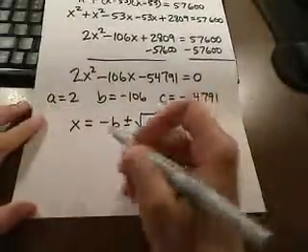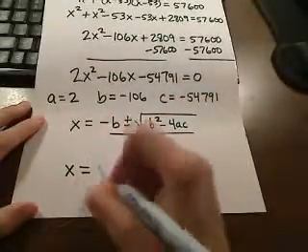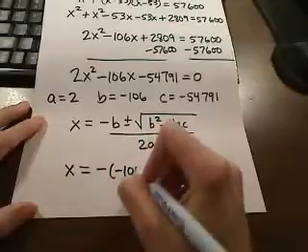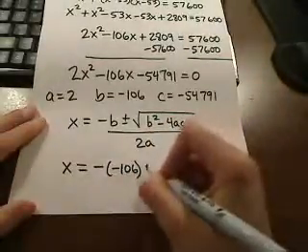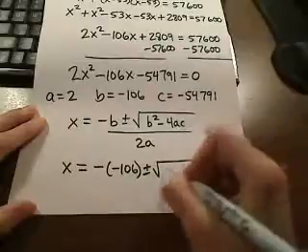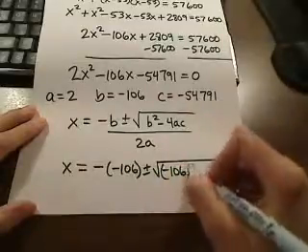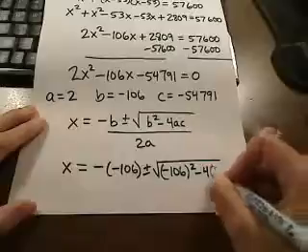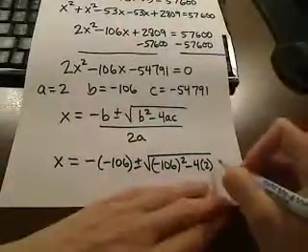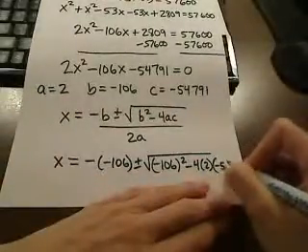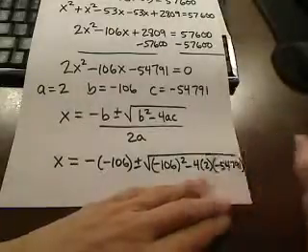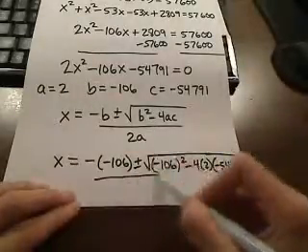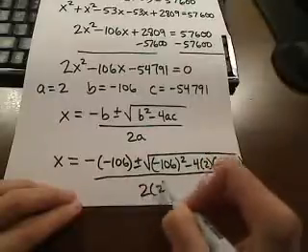Okay, so we're going to plug these pieces in here. So we're looking at the opposite of b, and b is a negative number there, so we have the opposite of negative 106 plus or minus the square root of b squared, so negative 106 squared, minus 4 times a is 2, and c is our negative 54,000 number there, kind of running out of room, and all over 2 times 2.